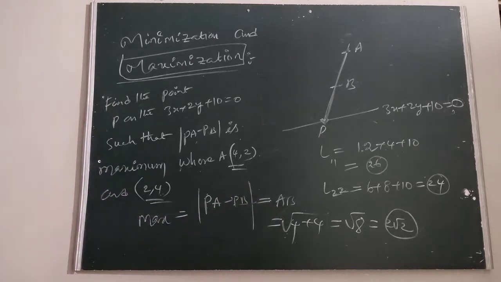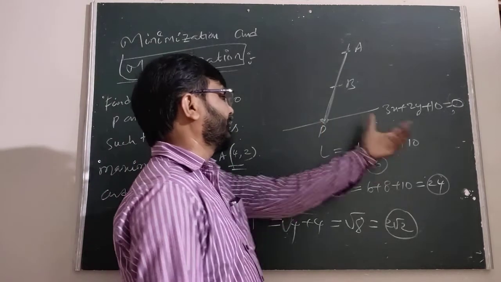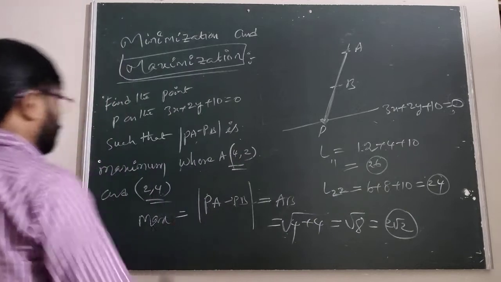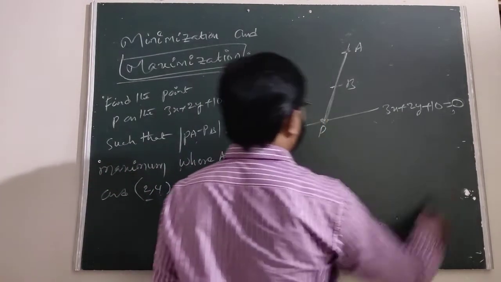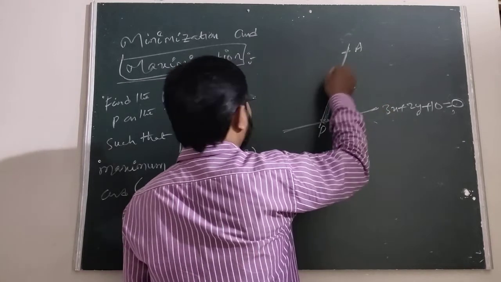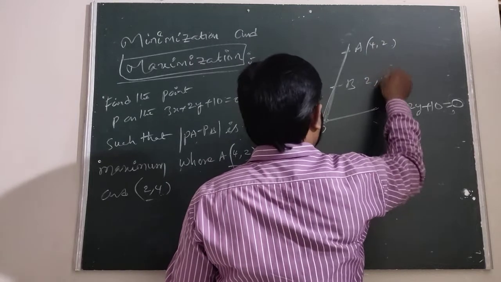Now how to find the point on the line? P is a point on the line 3x plus 2y plus 10 equal to 0. How to find this? A simple logic is there. This is the point of intersection of the line AB and the given line. How to find AB? AB is 4 comma 2 and 2 comma 4.